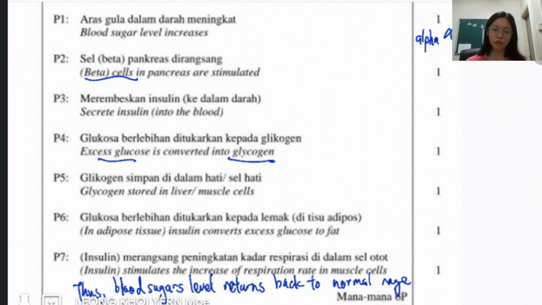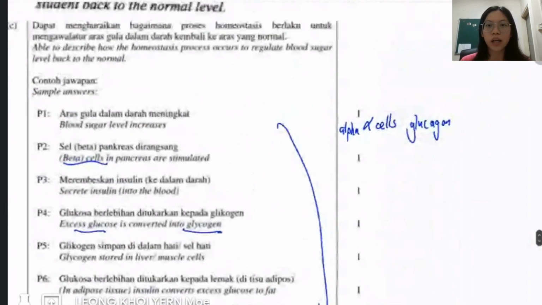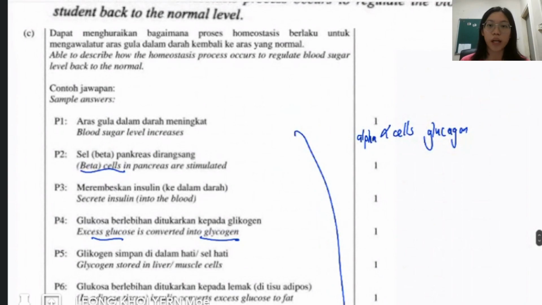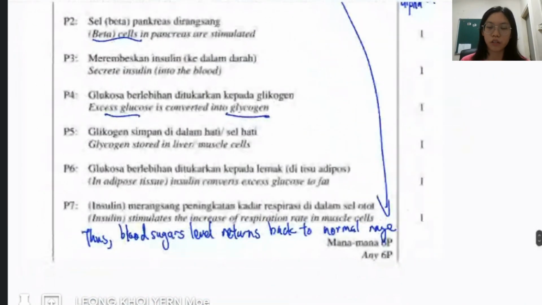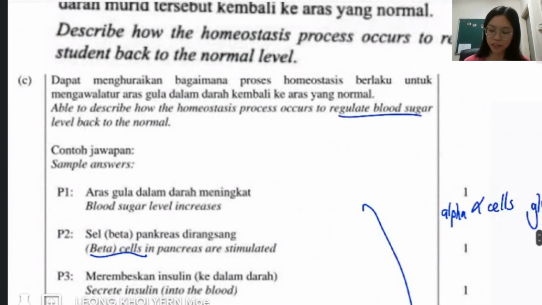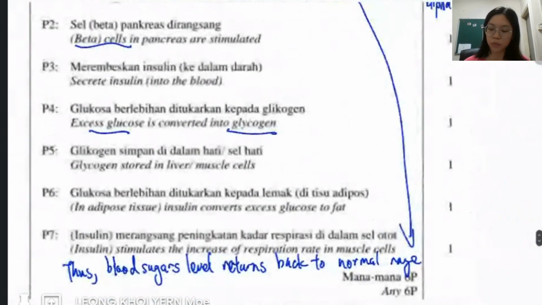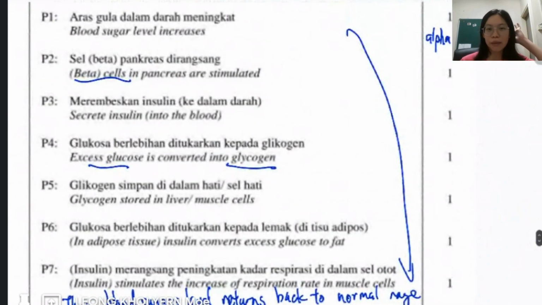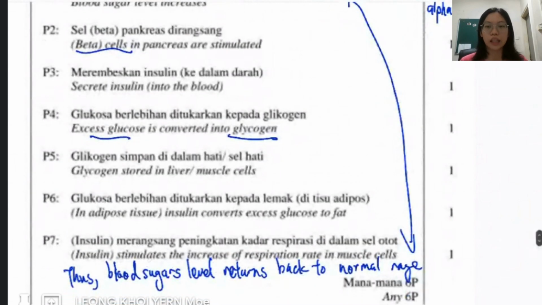It's better if you write the last sentence, even though you may not get a point. Sometimes you do, it depends. But normally you write it to make sure that you answer the question, that it's one whole process, so you answer back to the question: to regulate blood sugar level back to normal range. Normally you won't get a mark because you already mentioned regulating blood sugar level, but I have this habit of writing it in the last sentence to ensure that I answered the question.